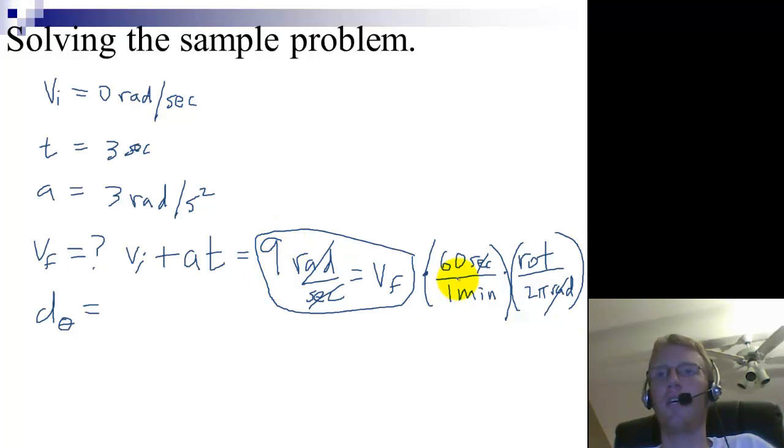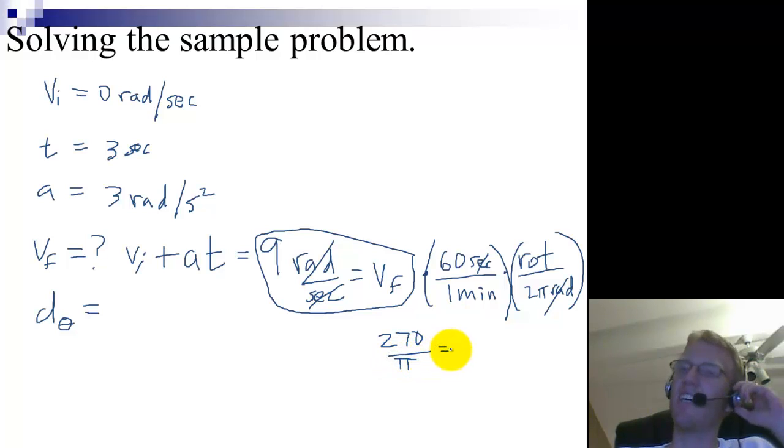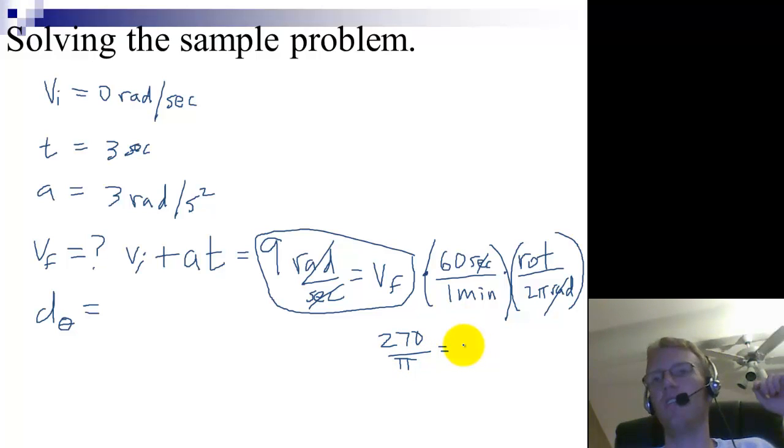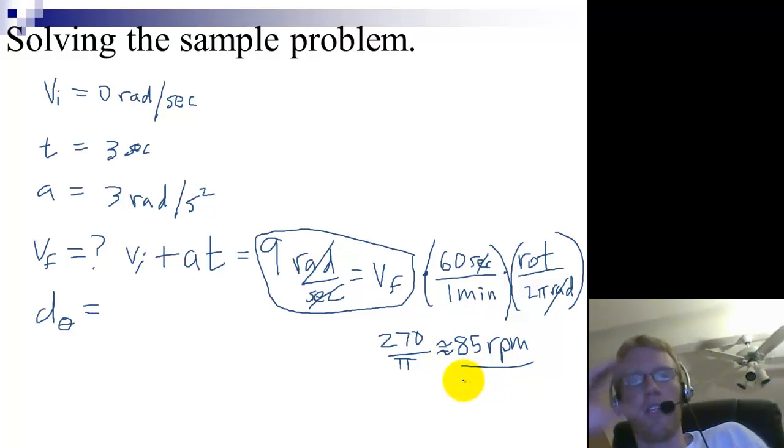So I've got 9 times 60 divided by 2 pi. So that's around 270 over pi. I don't have a calculator, so you'll have to check this for yourself, but 270 over pi should be a little less than 90, like 85. I'll put a little squiggle, something like 85 RPM, something close to that. Check it on your calculator, but the calculation is correct.